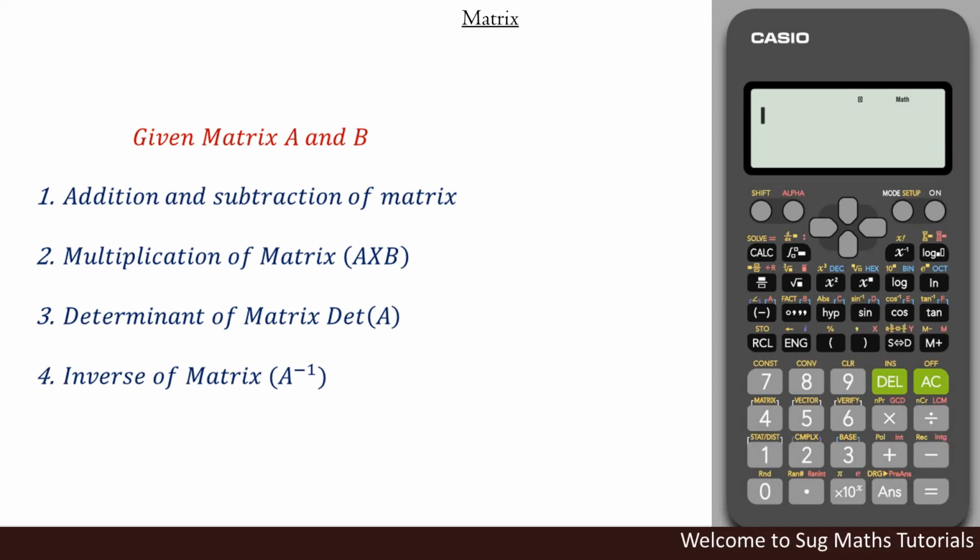We are going to consider multiplication of matrix. We are going to consider determinant and inverse of matrix. Are we together? These are the things that we are going to use calculator to find. We are going to use calculator to find the addition, subtraction, multiplication, determinant, and then inverse. And notwithstanding, we have a manual way of solving all these things without calculator.